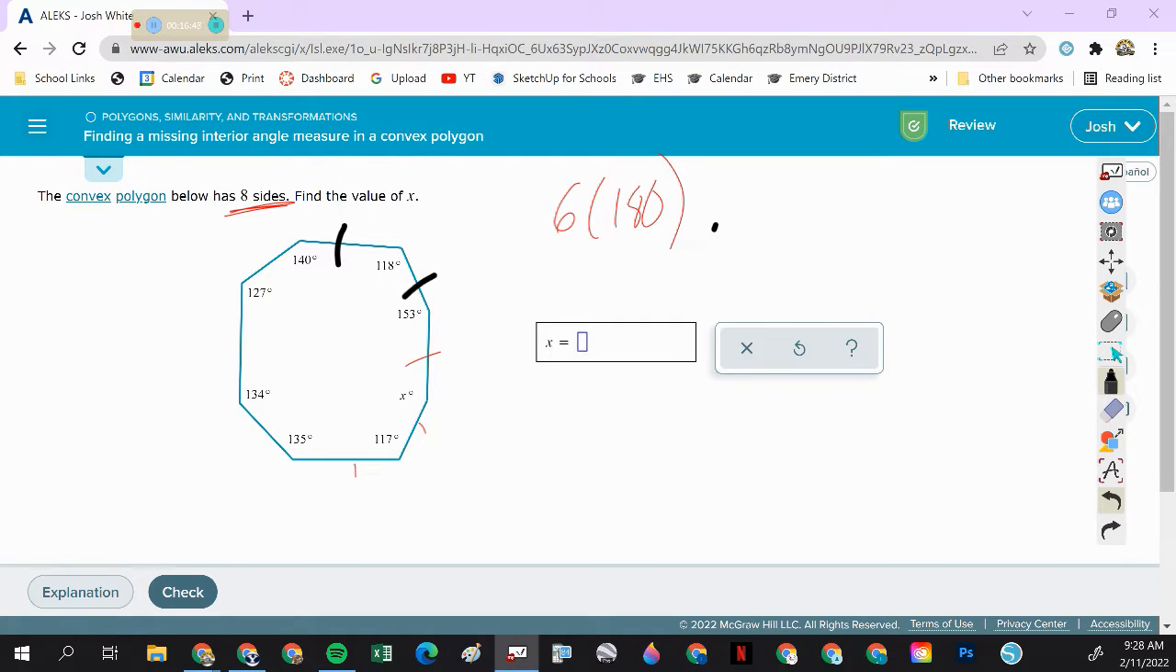Right, so you take 8. An octagon has 6 triangles, so 6 times 180 is 1080. And how do we find x? Subtract all of those from here. Once you know the angle sum, just subtract off all of the known angles to find x.